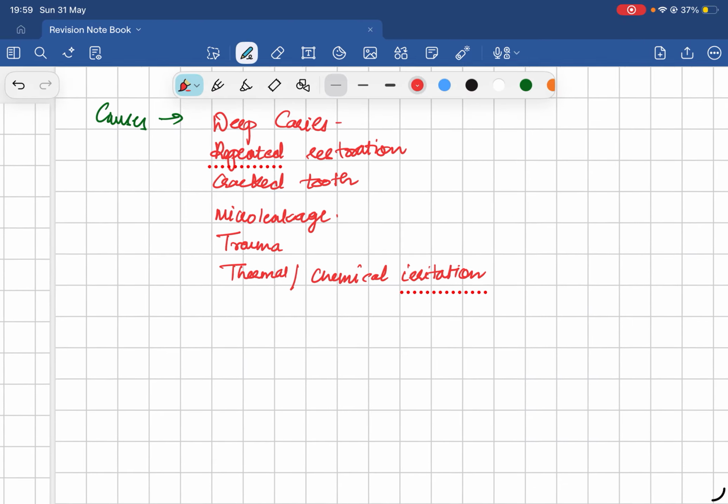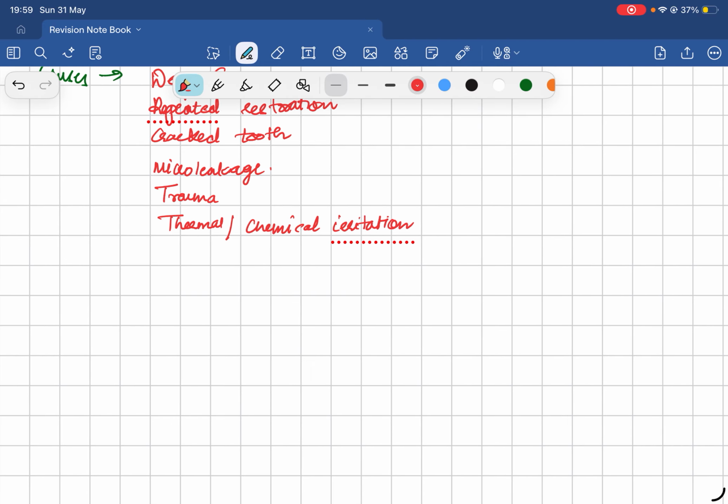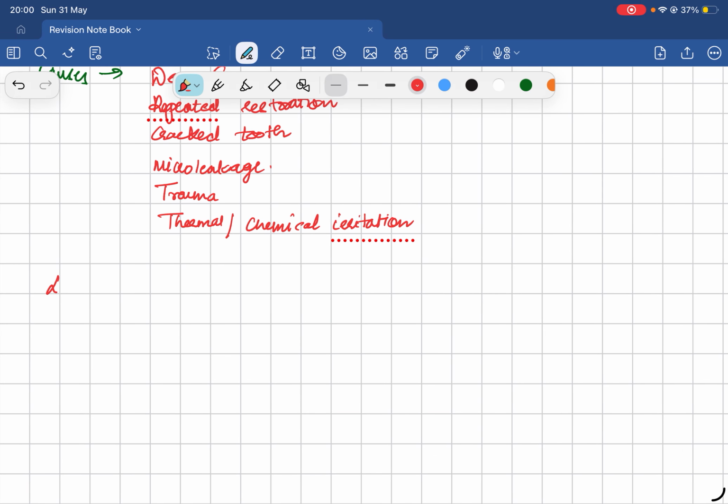So if we look into the histology of this, predominantly mononuclear cell infiltrate with a vigorous connective tissue reaction we can see. That means in chronic inflammation, the main cells involved are lymphocytes. We can see plasma cells, and macrophages will be seen.